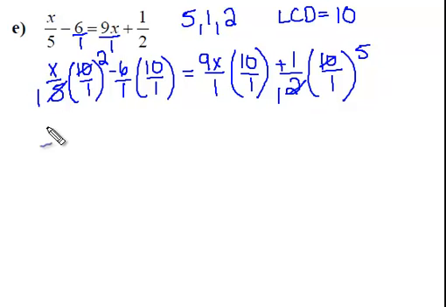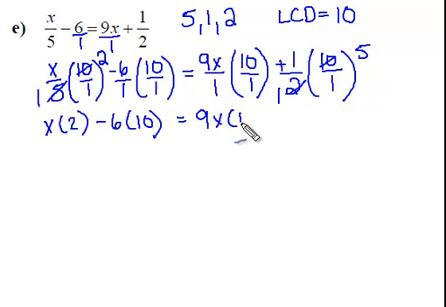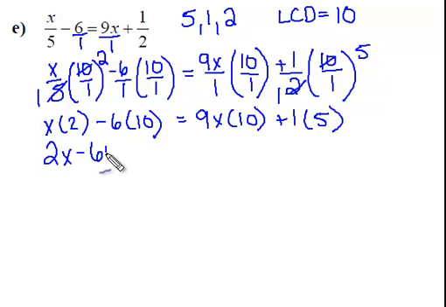Rewriting what I have to multiply, I have x times 2. I have negative 6 times 10 equals 9x times 10 and positive 1 times 5. Let's simplify that multiplication. X times 2 gives me 2x. Negative 6 times 10 gives me negative 60. 9x times 10 gives me 90x. And 1 times 5 gives me a positive 5.